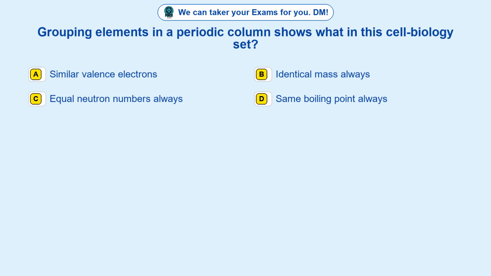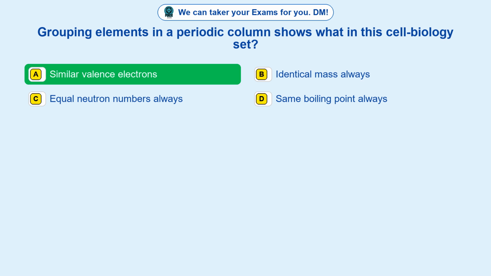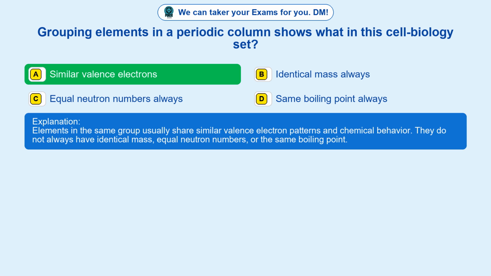Question 40. Grouping elements in a periodic column shows what in this cell biology set? Option A, similar valence electrons. Option B, identical mass always. Option C, equal neutron numbers always. Option D, same boiling point always. The correct answer is option A, similar valence electrons. Elements in the same group usually share similar valence electron patterns and chemical behavior. They do not always have identical mass, equal neutron numbers, or the same boiling point.